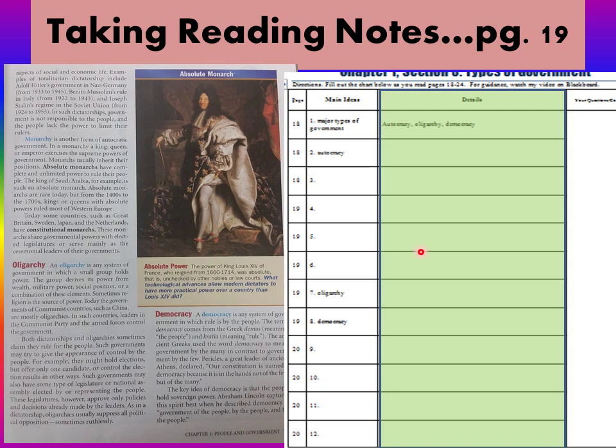Now, moving on to number 6, constitutional monarchs. This is going to be a little different from absolute monarchs. Let's read this last paragraph here. Today, some countries such as Great Britain, Sweden, Japan, and the Netherlands have constitutional monarchs. These monarchs share governmental powers with elected legislatures or serve mainly as the ceremonial leaders of their governments. So, constitutional monarch here in number 6.